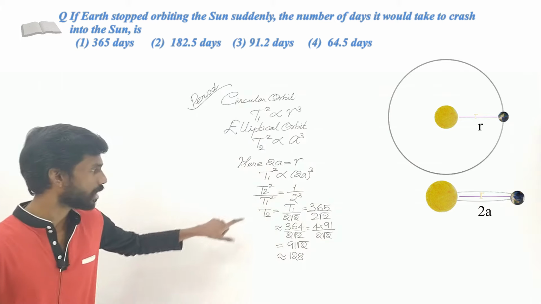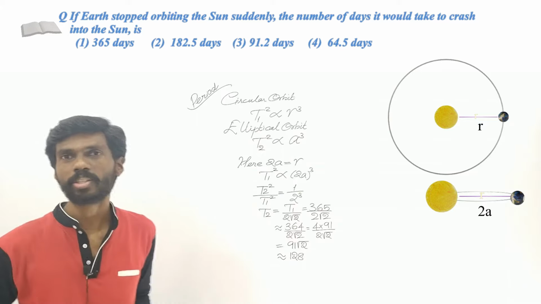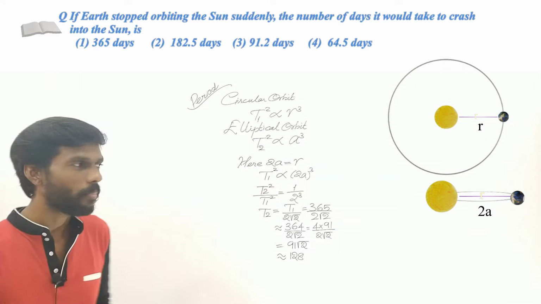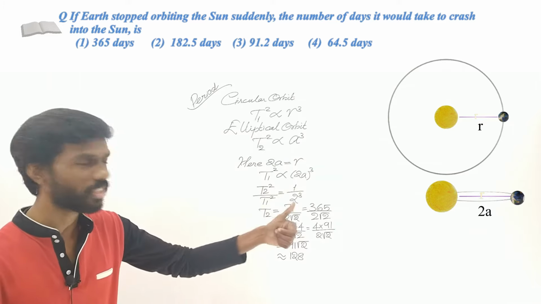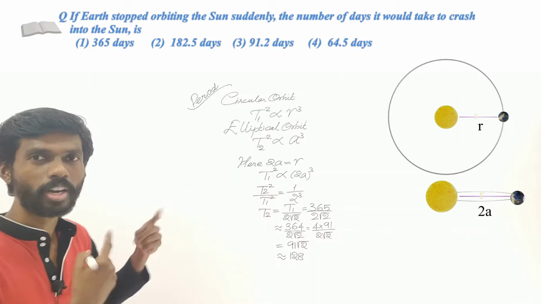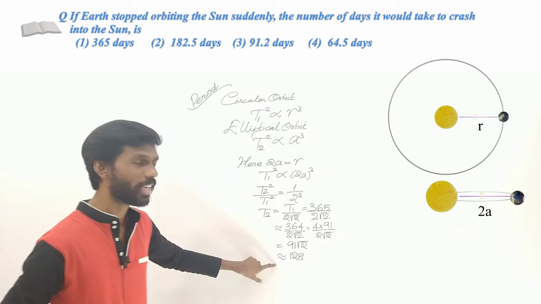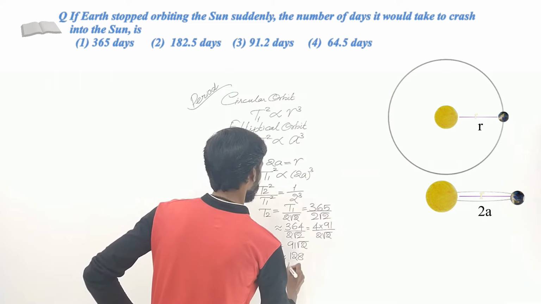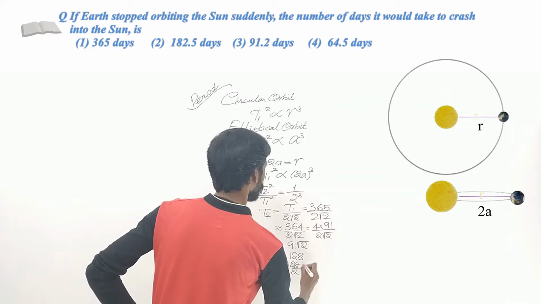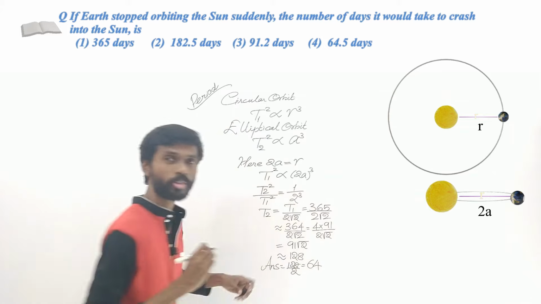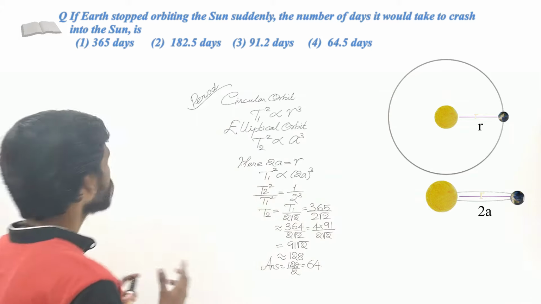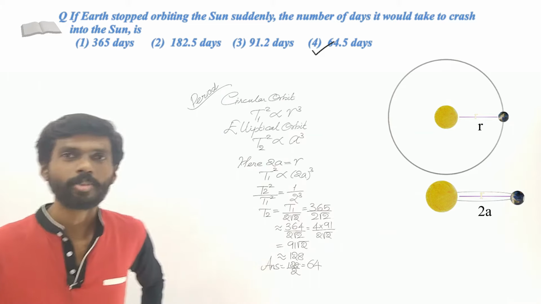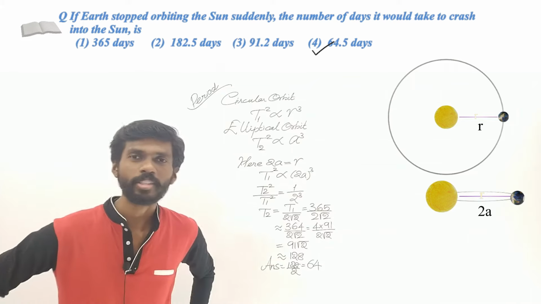Right, so 128 is the value of T2, but that is not the answer to the question. This is the time period in the second case, the time period to complete this elliptical path, but this is a one-way path. Remember, once it reaches the sun, there is no return journey. So it is just a one-way journey. Our required answer is not 128, but just half of this value. So 128 divided by 2 is approximately 64. The closest answer here is 64.5. So that is the answer to the question: our planet Earth would take about 64.5 days to reach the sun.